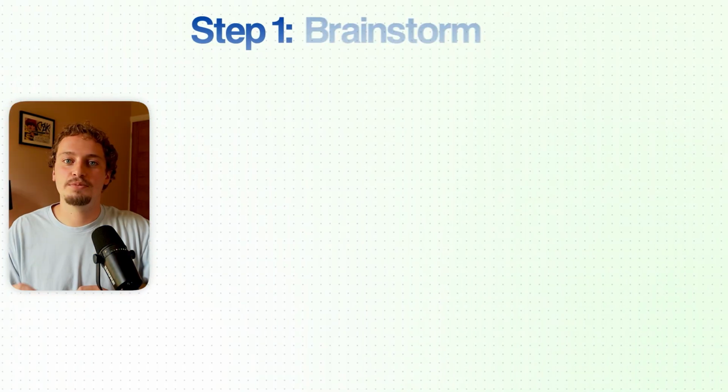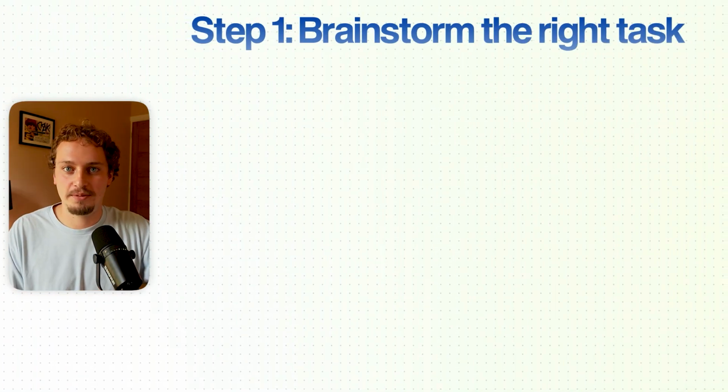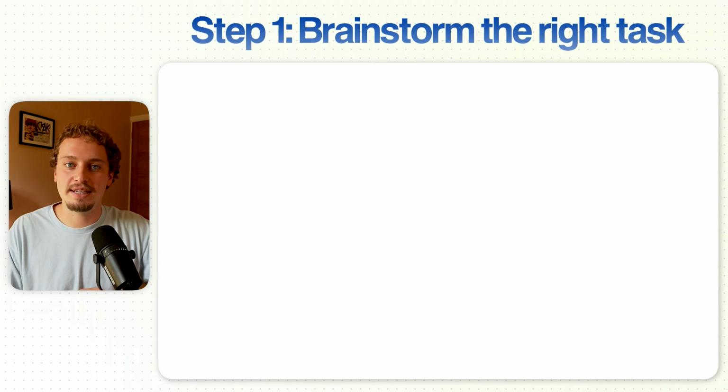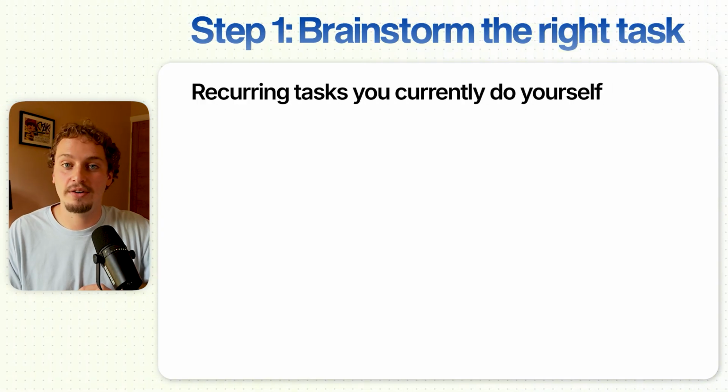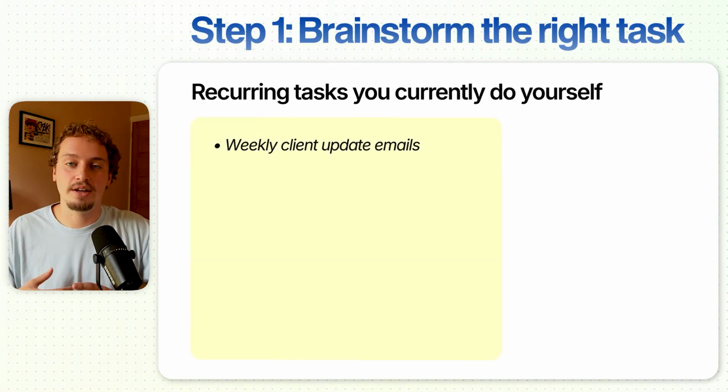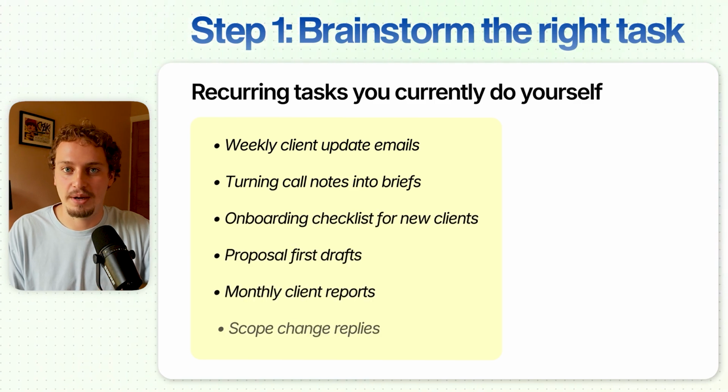So now, hopefully you know why the skills first approach is the way to go. So let's actually talk about how to build one. Step 1 is to brainstorm the right task. The best way to do this is to write a list of every recurring task you currently do yourself, things you've done enough times that you could do them on autopilot.